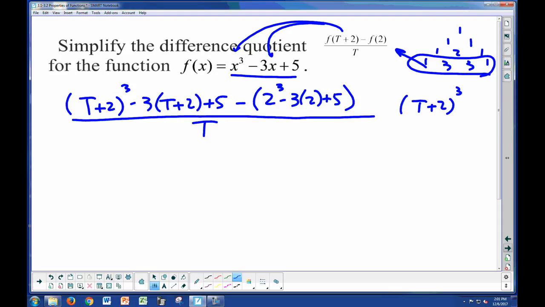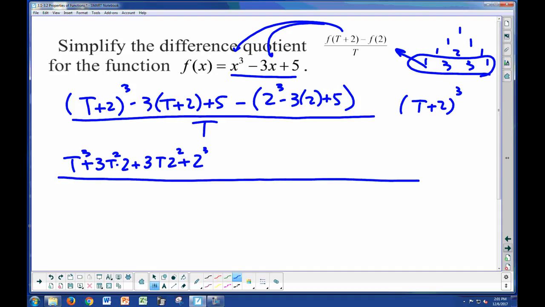It's going to be t cubed plus 3 times t squared times 2 plus 3 times t times 2 squared plus 2 cubed. And that's where we decrease the power of the first term and increase the power of the second term. If you don't get it that way, just do it by hand. It's fine. Minus 3t minus 6 plus 5. And then this last part here, I think I'm just going to calculate that out. That's 8 minus 6 plus 2, or 7. So minus 7. All right, so that looks real nice.